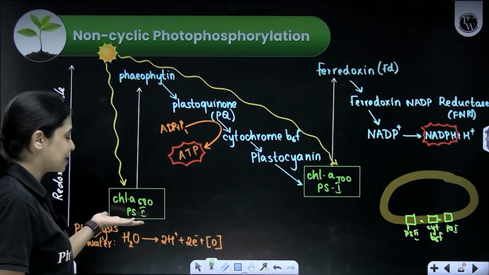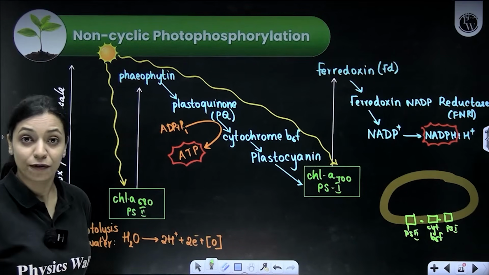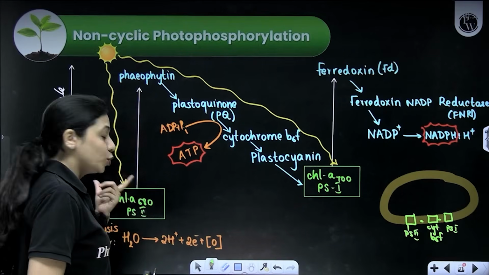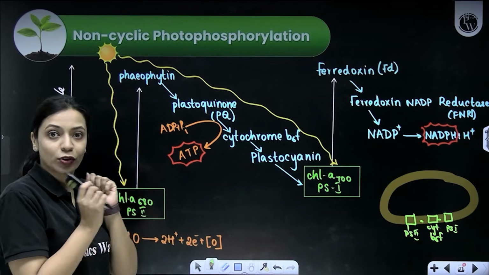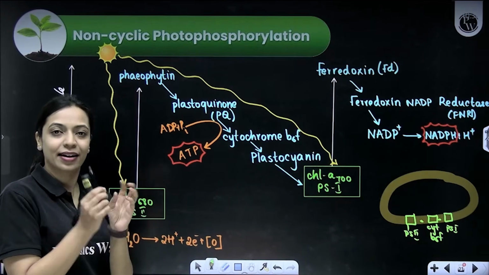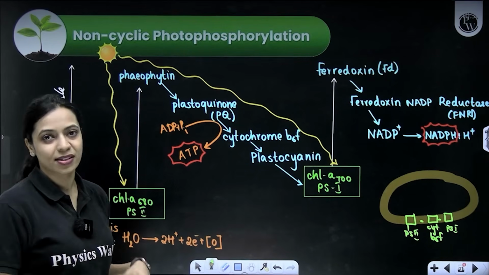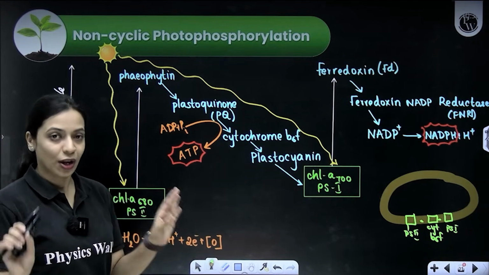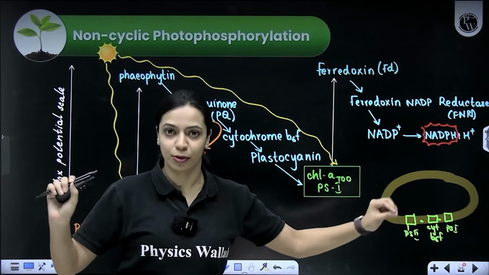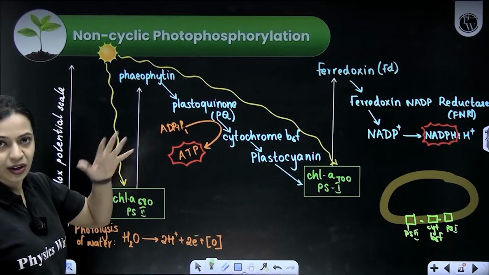So the chlorophyll A680 loses the electron, which is first accepted by a molecule called pheophytin. Pheophytin is associated with the PS2 complex itself, so it's part of that complex. Right now I'm showing it somewhere distant, but in reality it is part of the complex itself. Some of them are parts of the complex, some of them are not. Those details you don't need to know. For now, just understand that these are not distantly present from each other. They are all located very close to each other. So based on the redox potential, they will lose or gain electrons.